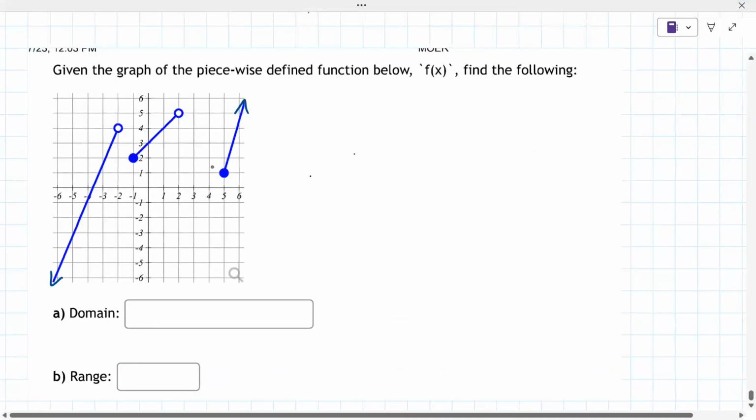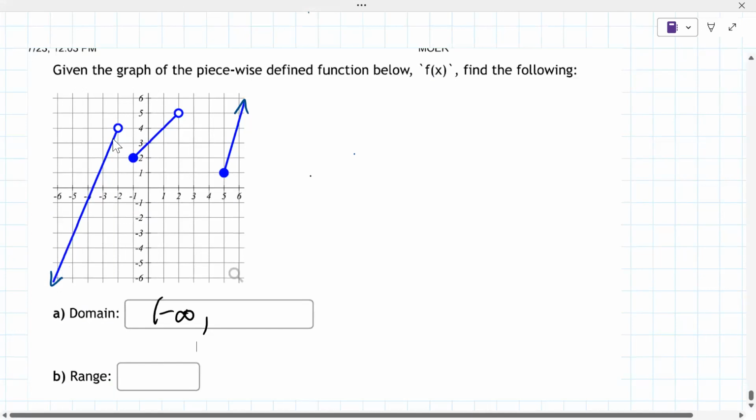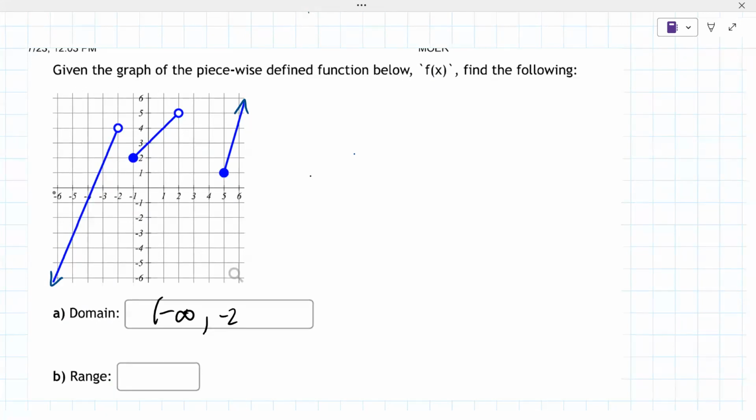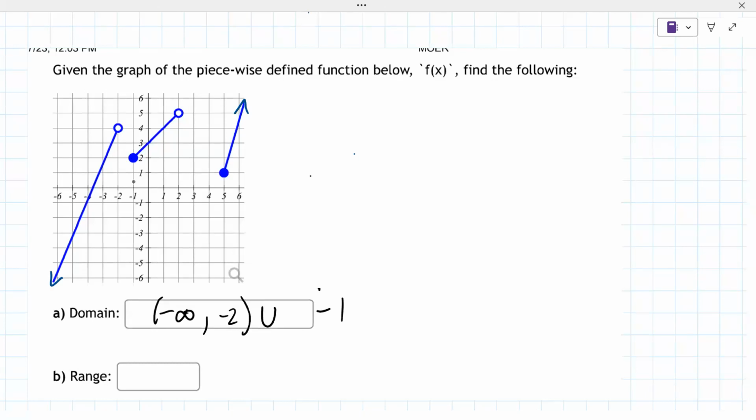We got domain. So how far left is this going? I know it's going down forever, but how far left does it go? To negative infinity. So you start at negative infinity, and then where does it end in terms of the x value? The x value, negative 2. Now, does it include negative 2? No. Now, what's the next x value that you see? Next x value is negative 1. Is that included? Yes.